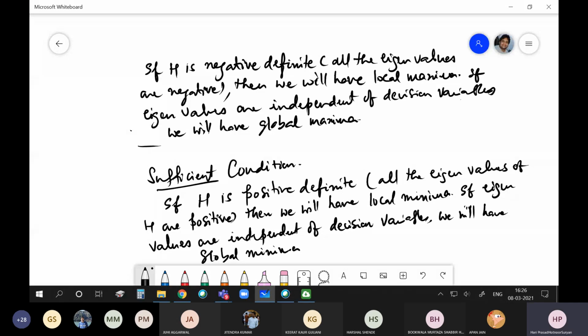We cannot say. We are not sure whether it is a local minima or local maximum. This becomes basically a saddle point. We are not sure. At some places it may become negative, at some places it may not.